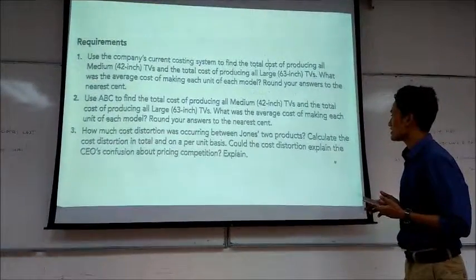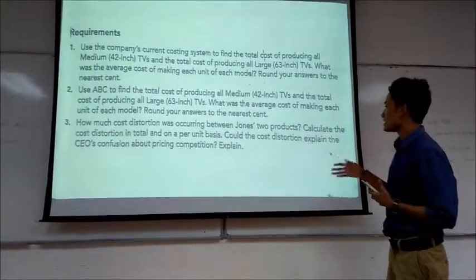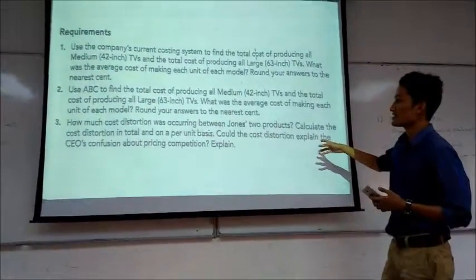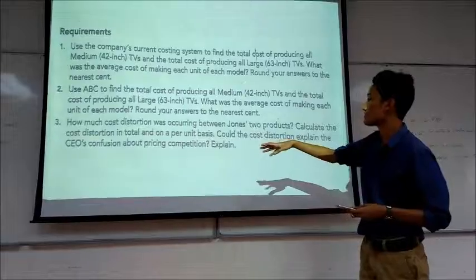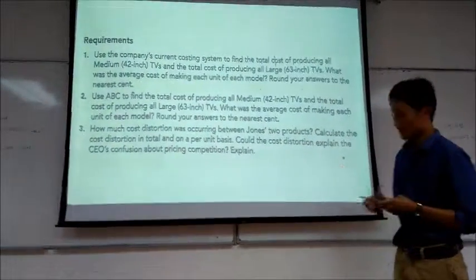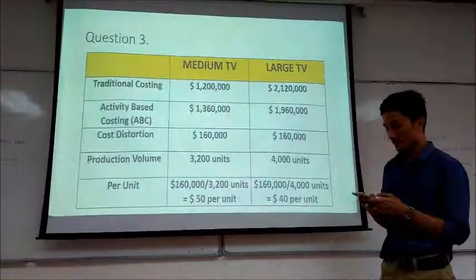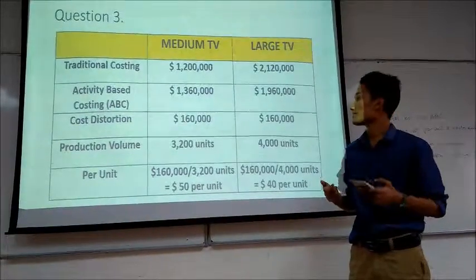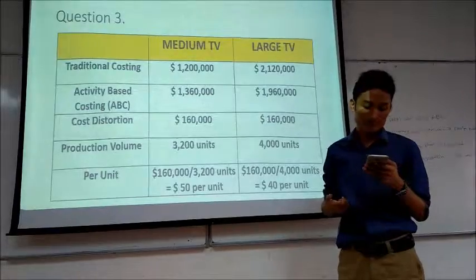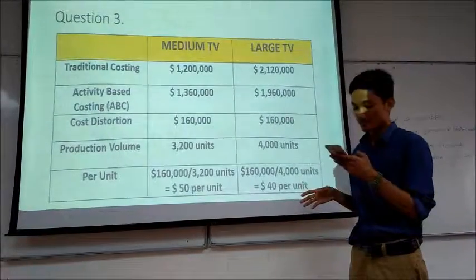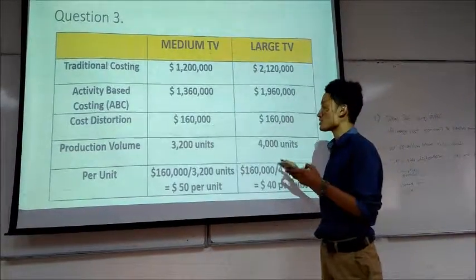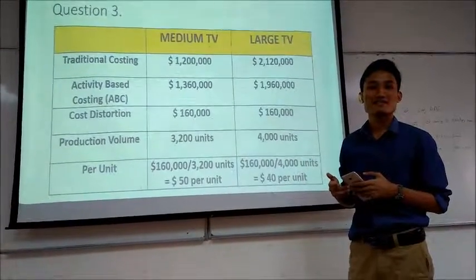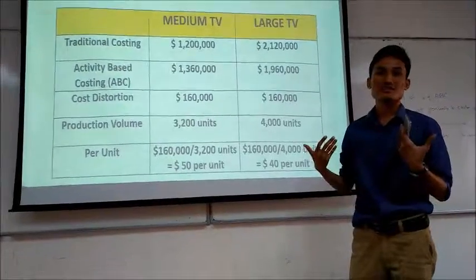So last but not least, the question is asking about, could the cost distortion explain the CEO's confusion about pricing competition? So our answer would be yes. The cost distortion will help the CEO to analyze the cost of each product under ABC and accordingly price the product. So that's all from us. Thank you very much.